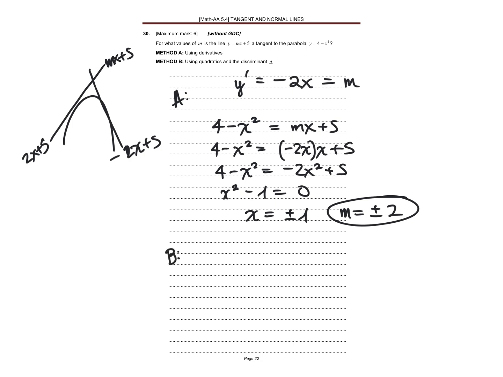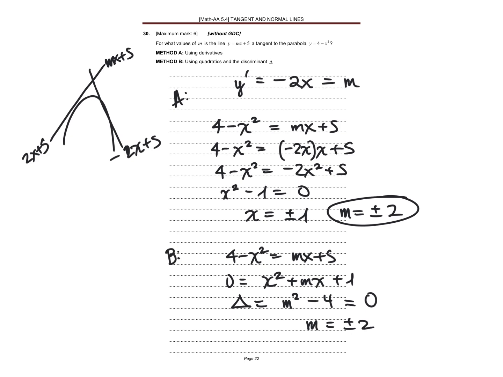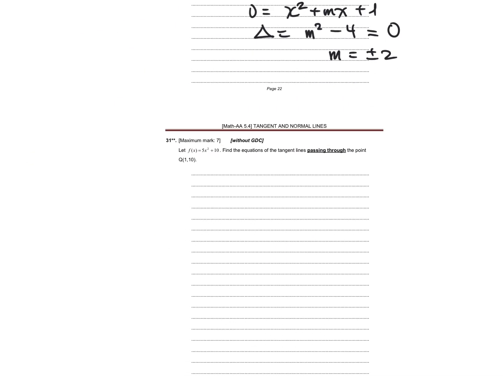Method B is where we just have the two equal to each other. Get it equal to 0. So x squared plus mx plus 1. The discriminant is going to be b squared minus 4ac, a is 1, c is 1. And we want that to intersect once because it's tangent. So m is going to be plus or minus 2. But much better.